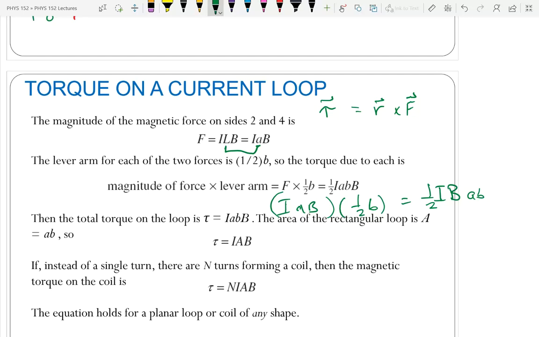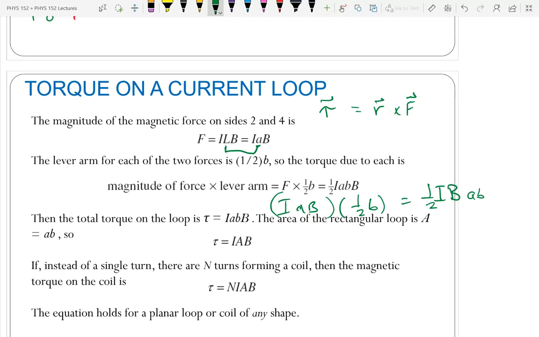And now comes something that is not a strict derivation, but turns out to be true. We like to show you simple cases. This was the simple case of a current loop that was rectangular. And if I have a rectangular current loop, then this is the correct equation for the torque due to one side. The torque due to the other side is going to be equal in the same direction.